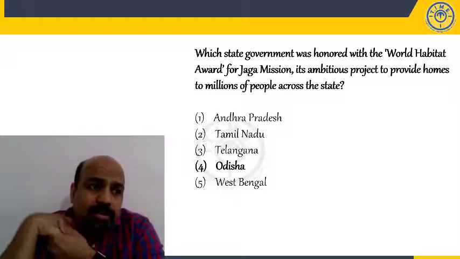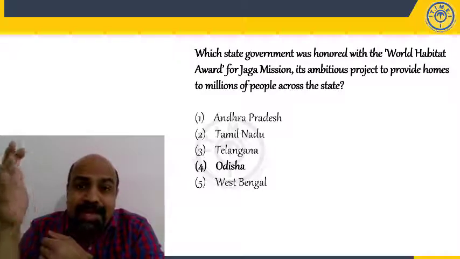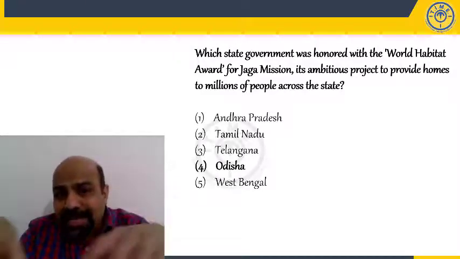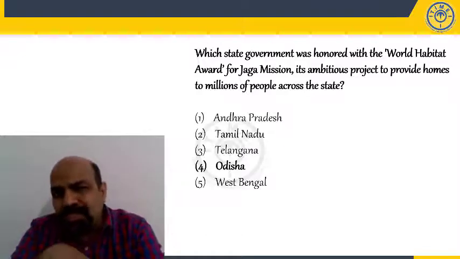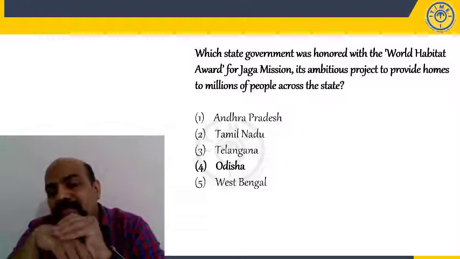It's home to one area called KBK, Koraput Bolangir Kalahandi. This is an area of about 7 districts or so, one of the poorest areas in the world, but things are changing.